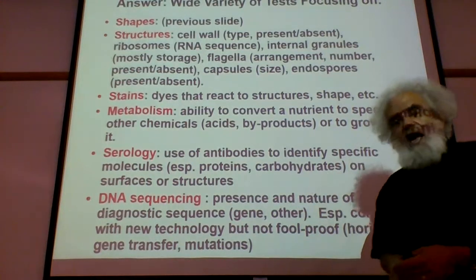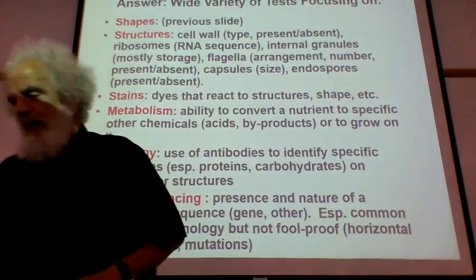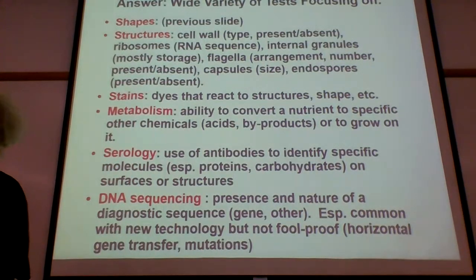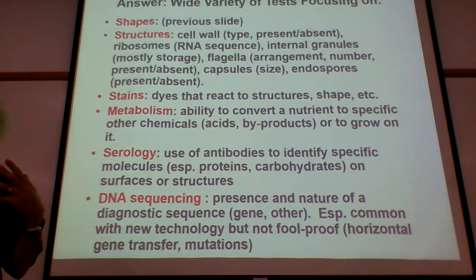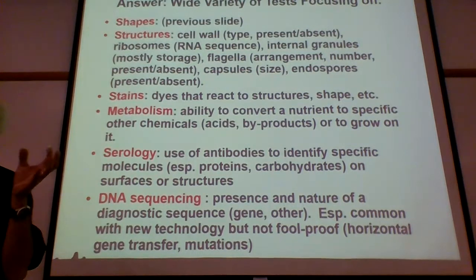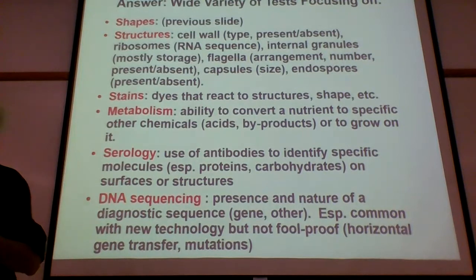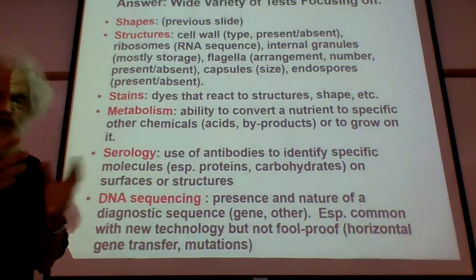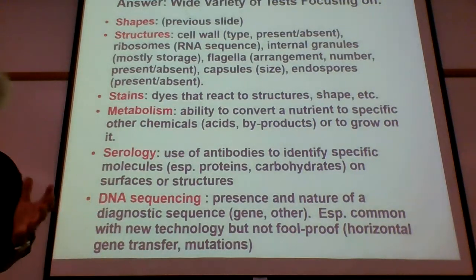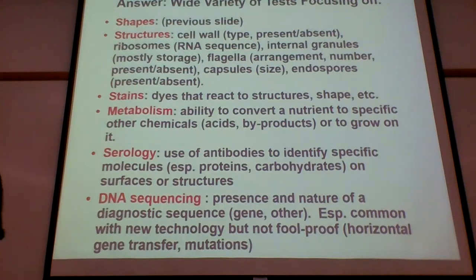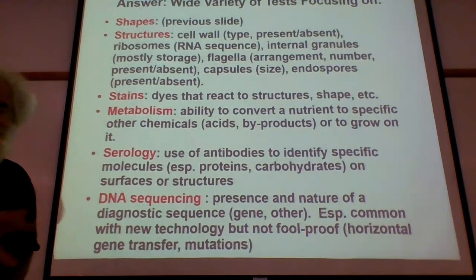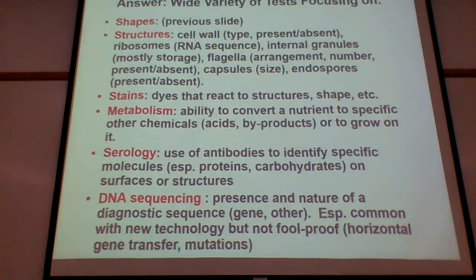different kinds of structures. Now, another key test is looking at metabolism, because different bacteria have characteristic ways of breaking down different foods. Some are able to convert specific nutrients into byproducts. Some can't. Some can grow on certain sugars. Some can't. And so by looking at different kinds of metabolism abilities, we can begin to classify bacteria. Another classification system is using antibodies to identify specific molecules.